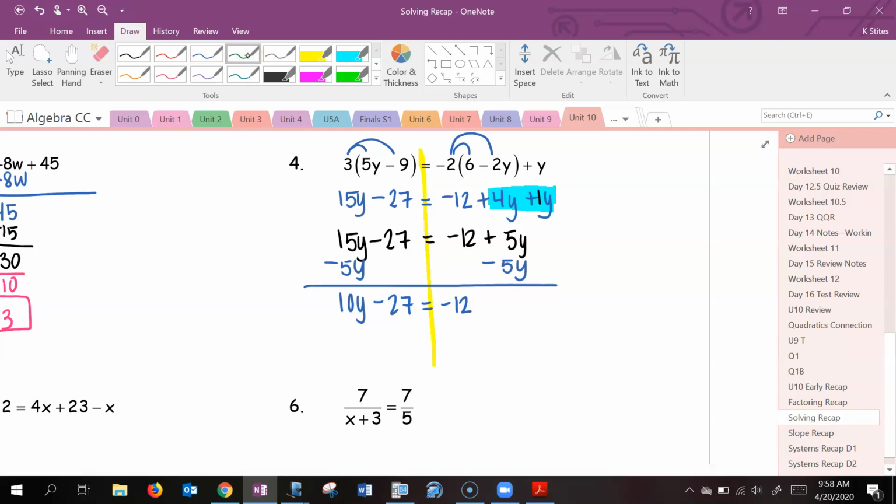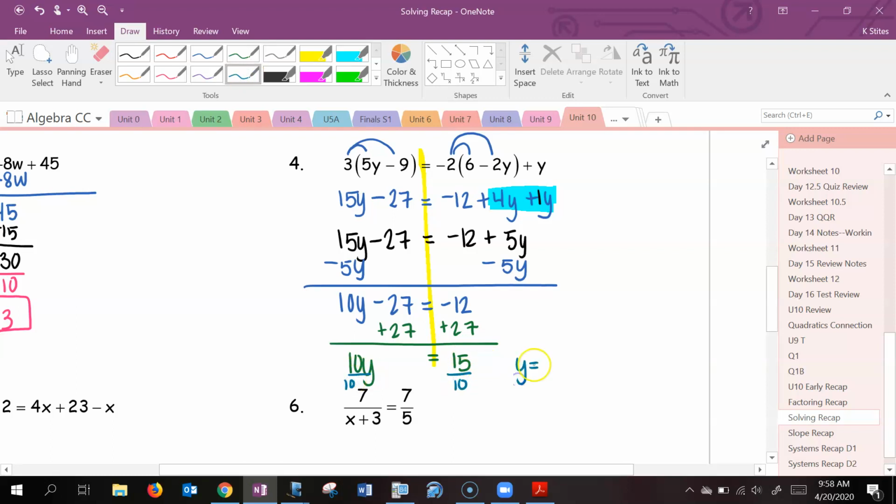Okay, remember, goal is to now get the variable by itself. We'll add our 27 over. Always use opposite signs. Bring down my 10y. Negative 12 plus 27, you can use your calculator as needed. That is a 15. Okay, and then final step, divide by 10.